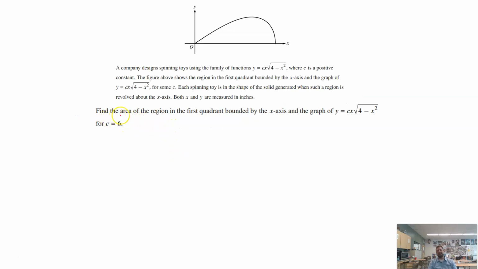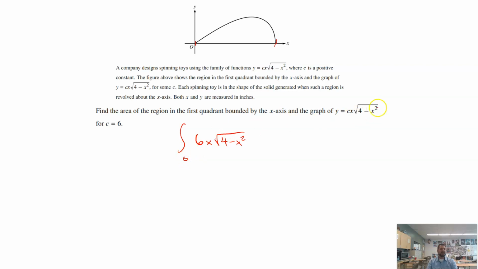Letter A says, find the area of the region in the first quadrant bounded by the x-axis and the graph y equals cx times the square root of 4 minus x squared for c equals 6. So it's telling us the function this time is 6x times the square root of 4 minus x squared, and we have to figure out exactly from where to make our integral to find that region.